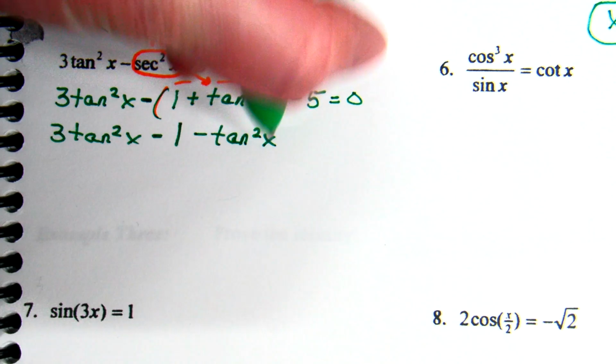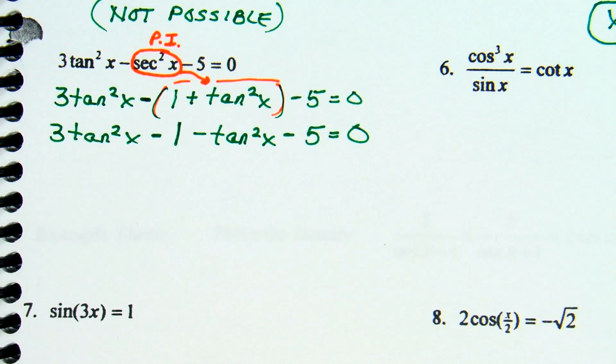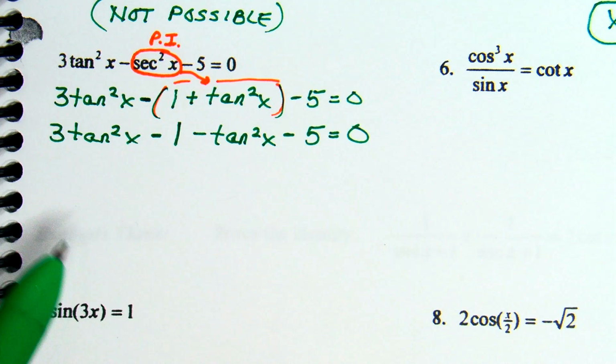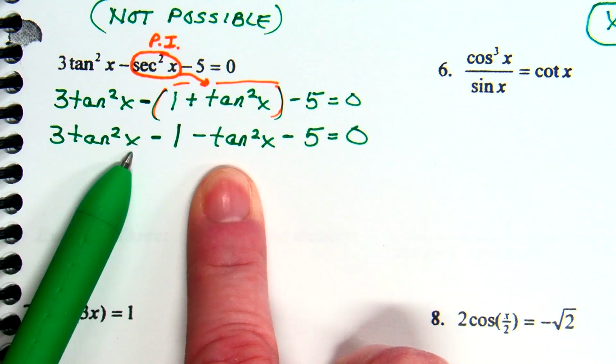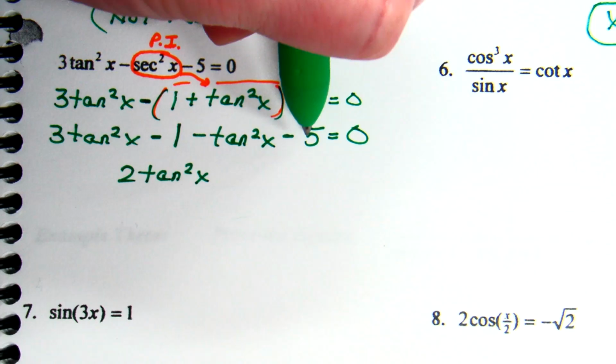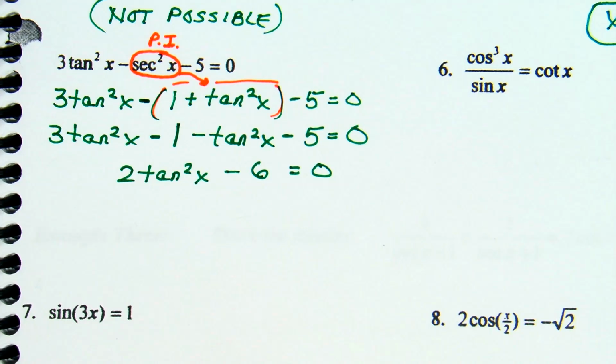Okay, can we go for like terms? Tangent squares can add with other tangent squares. Constants can add with other constants. Yes? So 3 tangent squared x minus tangent squared x is 2 tangent squared x. Minus 1 minus 5 is minus 6. Equation still equals 0.